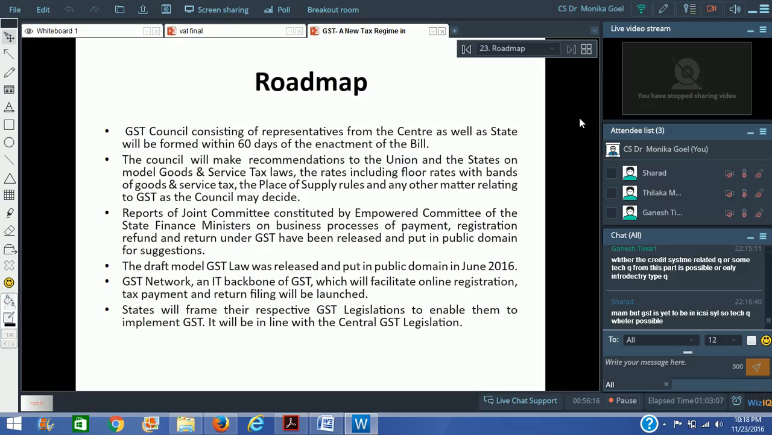But ma'am, GST is yet to be in the ICSI syllabus, so is a technical question possible? As I said, Sharad, though they have included an overview of GST in the syllabus, once they have something written in the syllabus, it becomes very difficult to say that they will not ask a practical question on GST. They definitely will not ask you a very difficult question, that's for sure.